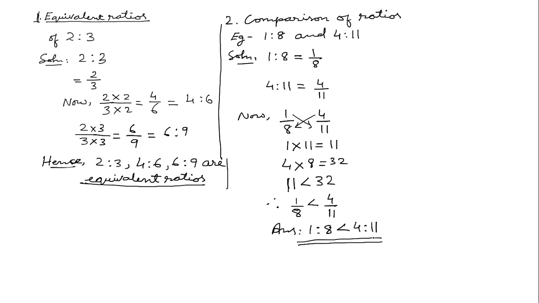Now this is how, by converting the ratios into fractions, then by cross multiplication you can compare, and then you can finally say which ratio is greater and which ratio is smaller. So that knowledge of fractions is very important here.